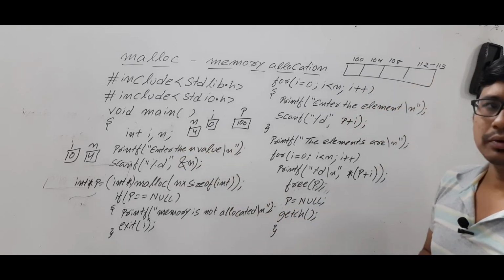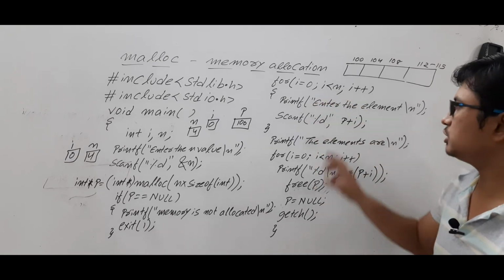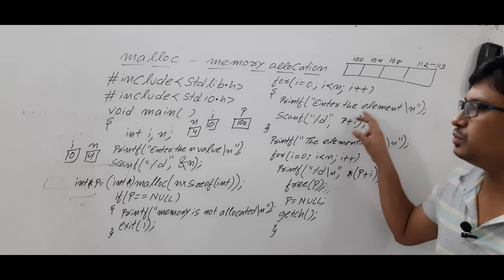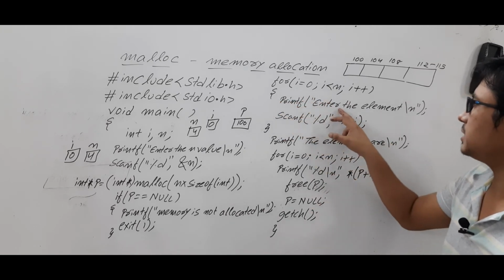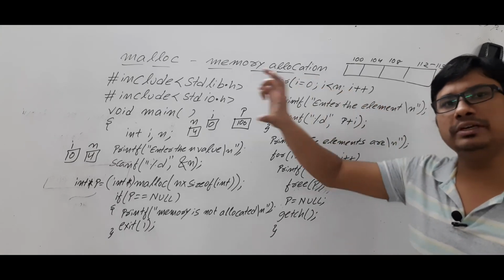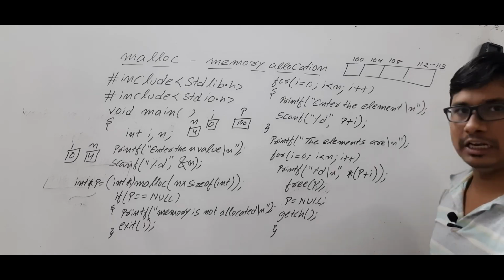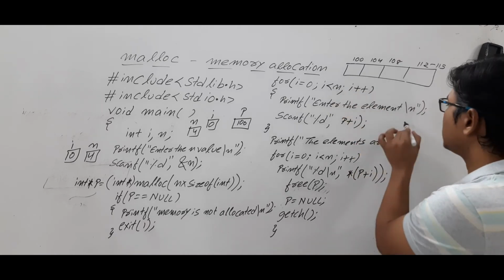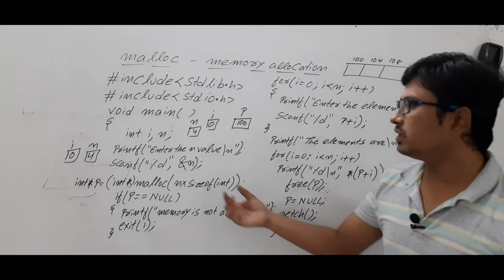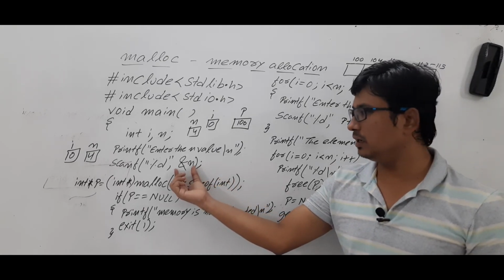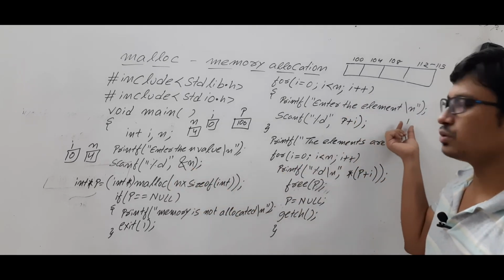Now what will happen? i less than n, 0 less than 4. Yes, the condition is true. If the condition is true, you have to execute the statements which are there in the for loop. So the first statement is enter the element. So that will be displayed as an output. Let's take that the user has entered the element as 1. Now where do I need to store it? Usually, if I want to store a variable, I give the address. Am I right? In that address location, you have to store the value.